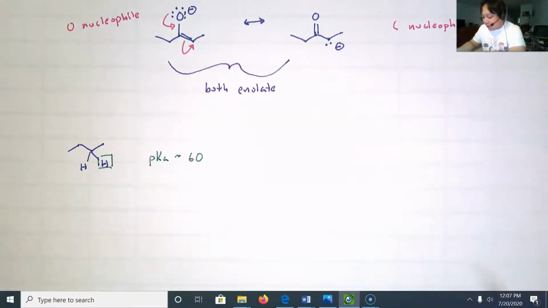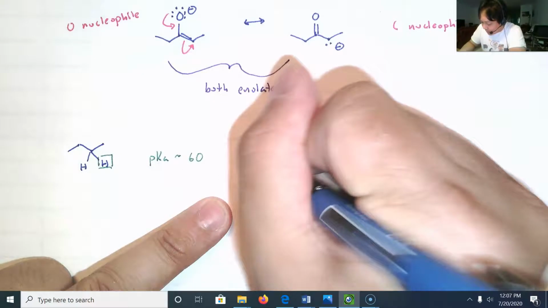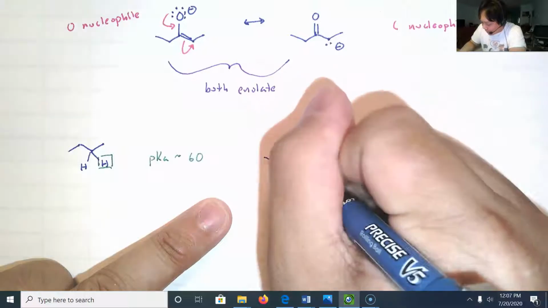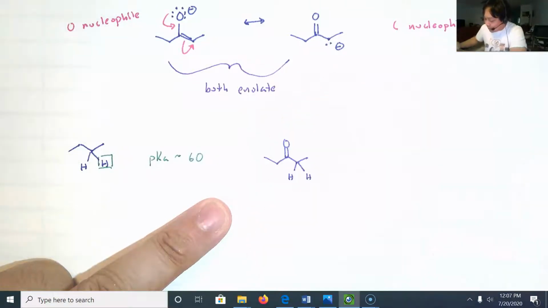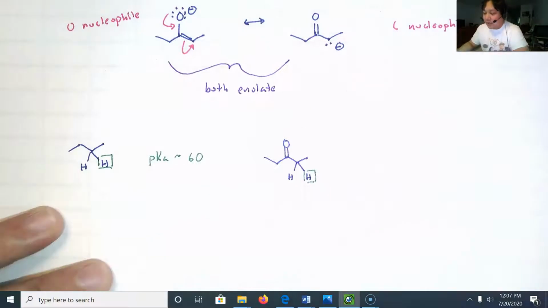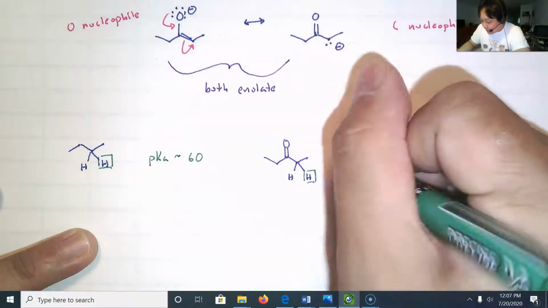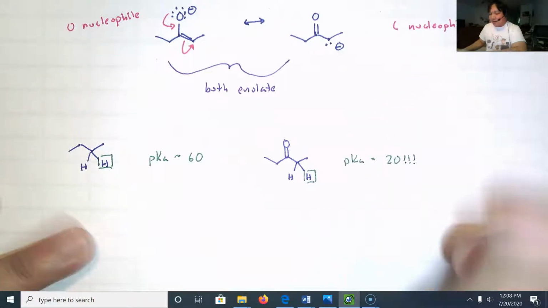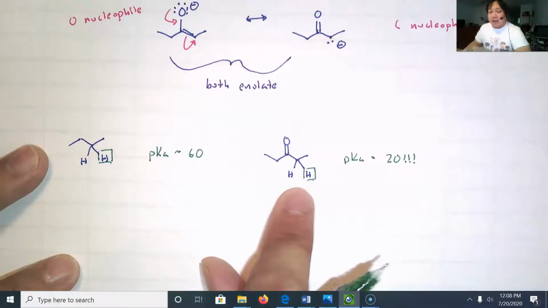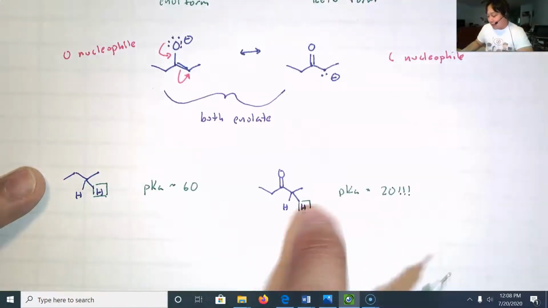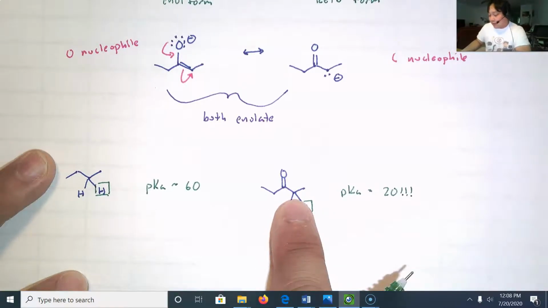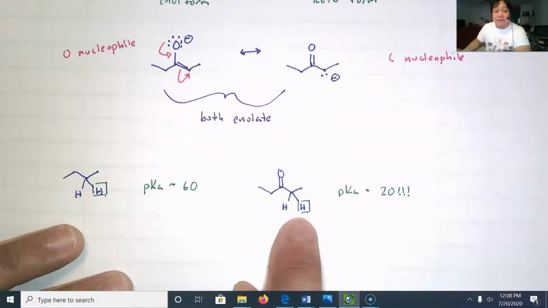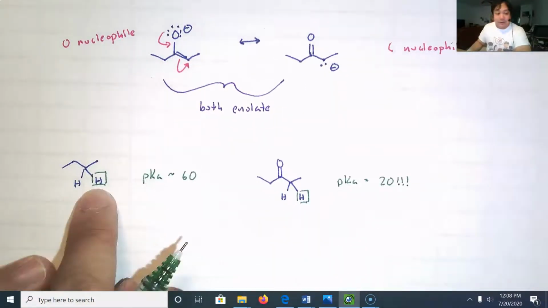But by adding a carbonyl group, and let's use this example, by adding a carbonyl group, we lower that to what? We lower that to around 20. That's a little bit surprising. Okay, that dropped by 40 pKa units. And that's because when we deprotonate at this position, the anion is resonance stabilized. And that's why it's relatively okay to remove this hydrogen versus this one over here.